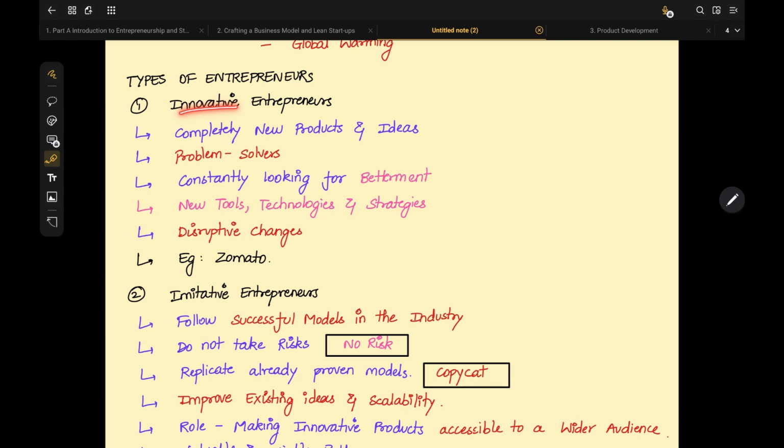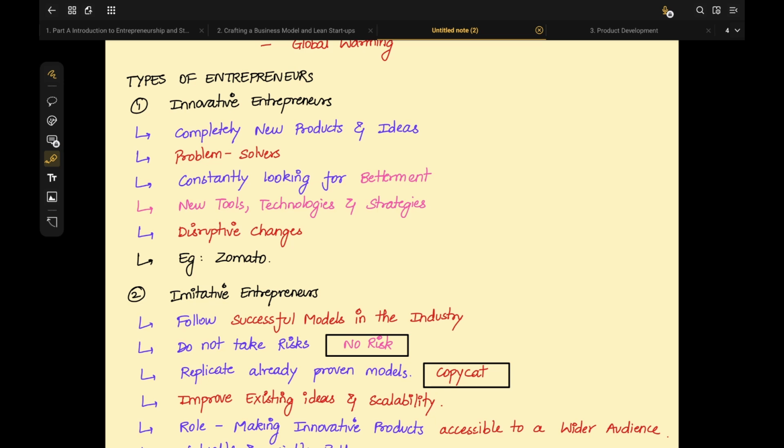First thing is innovative entrepreneurs. They will completely bring new products and ideas. It will not have been started by anyone else. They will be the first one to introduce it in the market. They will introduce a new product and a new idea also. They will be problem solvers. For example, there is a problem prevalent in the market. Who is going to solve it?